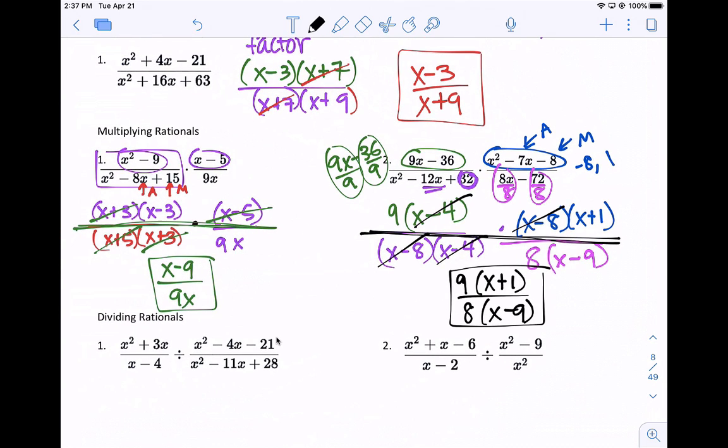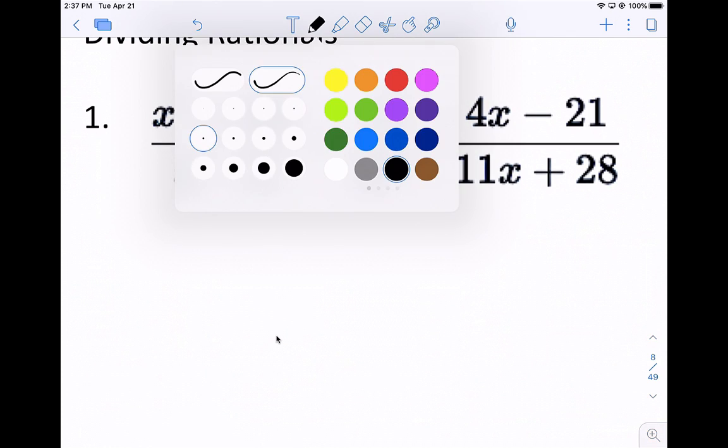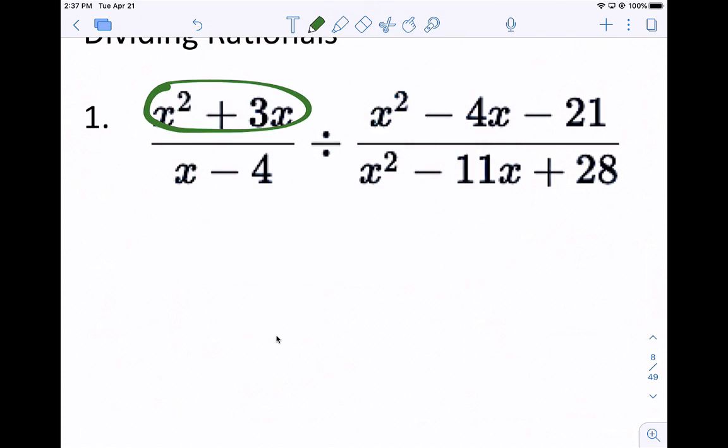Okay. Division is almost exactly the same as multiplying, except you flip the second fraction before you multiply. All right, so if we take a look at the first one, first up, factor. So we'll start with the x squared plus 3x. There is a greatest common factor. It is x. We can divide an x out of each of those.